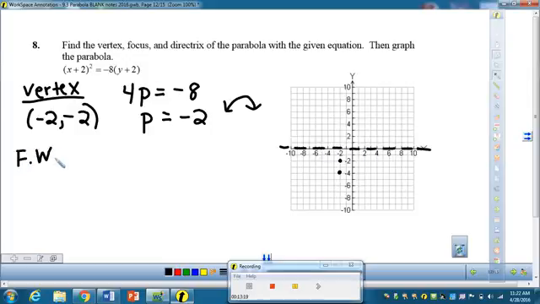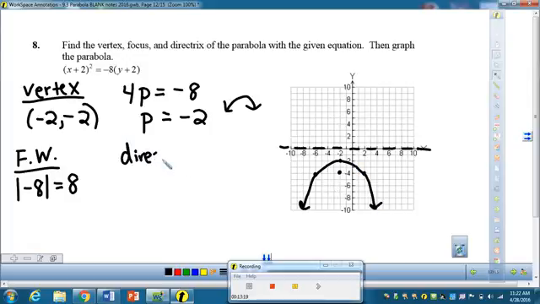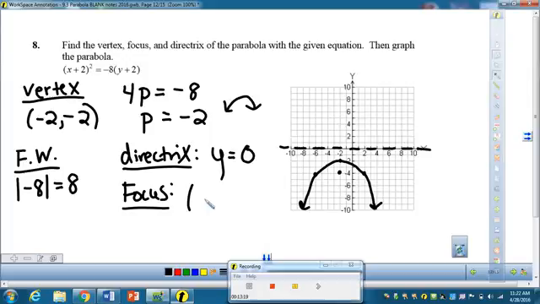The focal width this time is going to be the absolute value of negative 8, so that's positive 8. From our focus, we're going to count 4 spaces to the right and 4 spaces to the left. I'm going to connect our points through there. And the equation for the directrix line is now y equals 0. It's right on top of the x-axis. And the coordinates for our focus are negative 2, comma, negative 4.